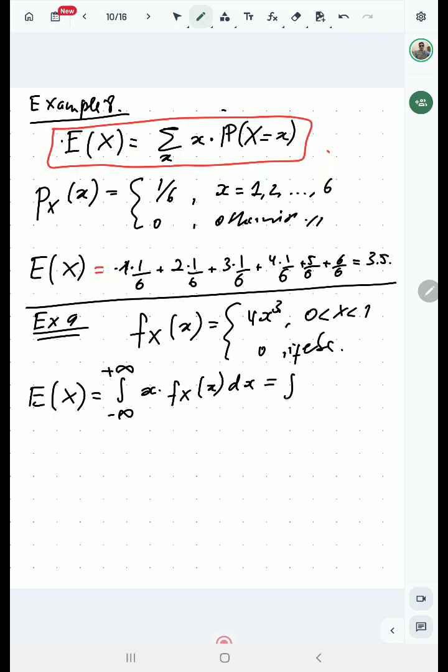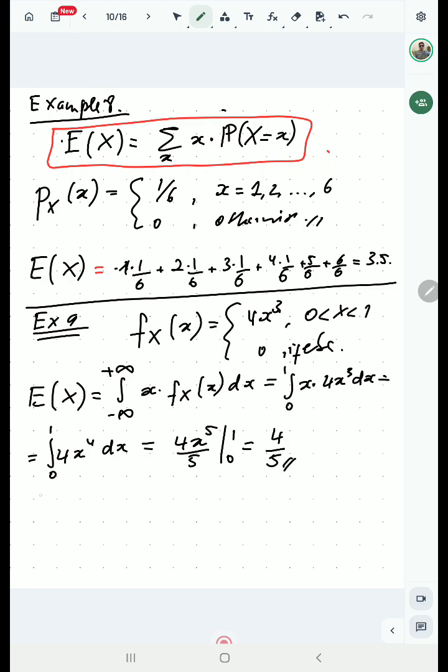So I'm going to integrate between 0 and 1 x times f of x, which is 4 times x cubed dx, and that is going to give me 4x to the power 4 integrated between the 0, 1 interval. And if I integrate out, that gives me x to the power 5 over 5, right? And if I evaluate it within the 0, 1 interval, that gives me 4 over 5.